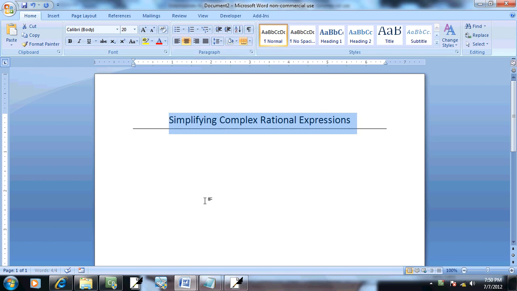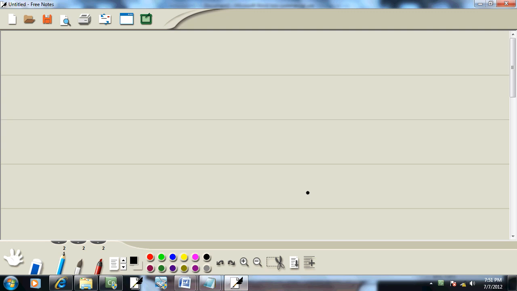Now, to understand the steps I'm going to put here, let me just refresh your memory. And maybe I have a little bit different definitions than others. This is a complex fraction, not necessarily a complex rational expression, because these are all numbers, though it does fit that definition still. And so we have fractions inside of fractions. That's what the complex part is referring to.